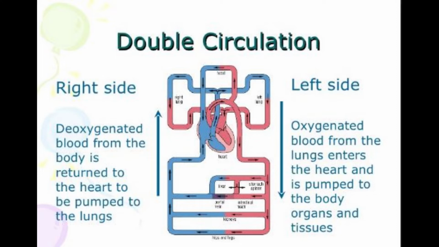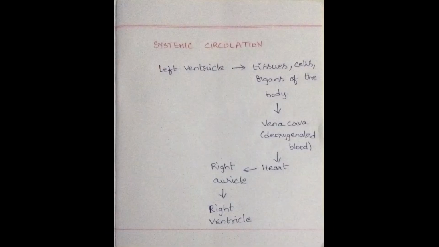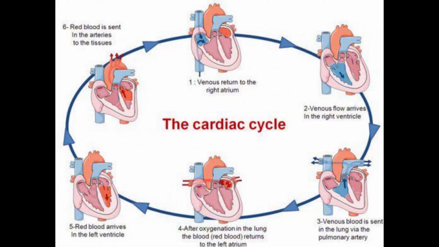The double circulation process involves two processes. The circulation between the heart and lungs is called pulmonary circulation, and the circulation between the heart and other body organs is called systemic circulation. Now we'll see about the heartbeat and cardiac cycle.